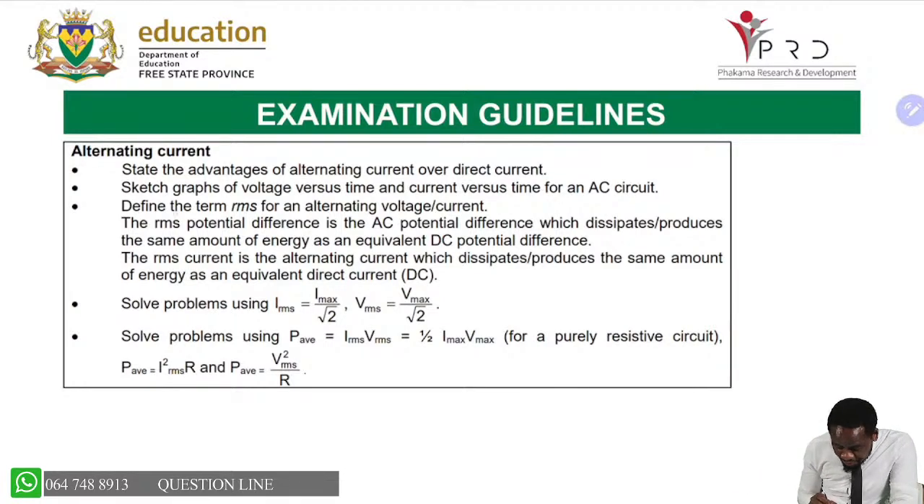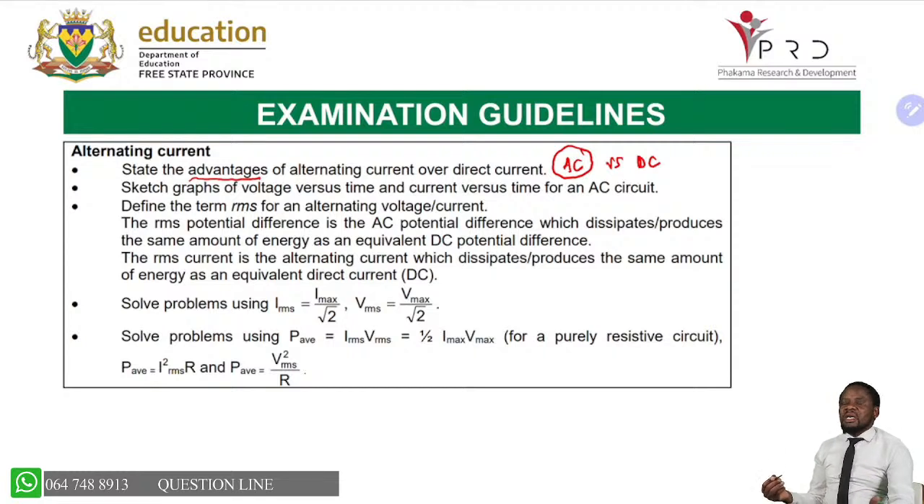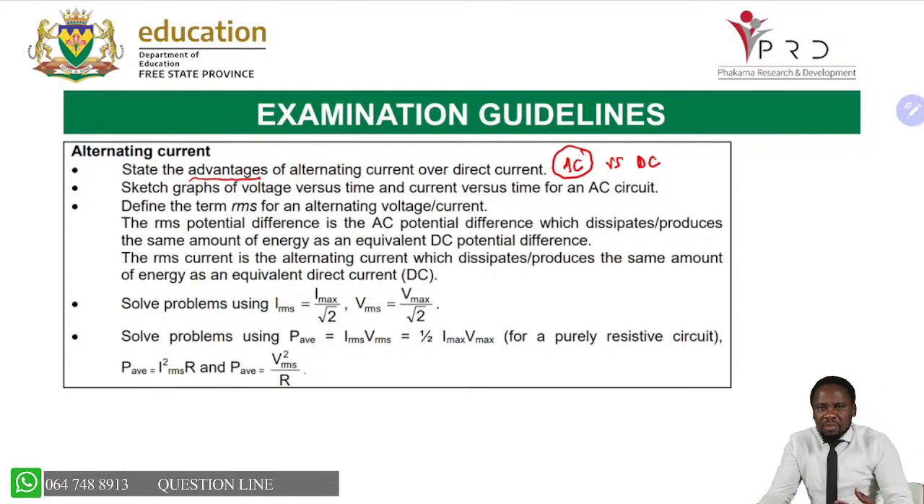You must be able to state the advantages of AC over DC. So we prefer alternating current versus direct current. Our preferred is alternating current. Why is alternating current important? Because there's something special about alternating current which relates to its everyday life application.